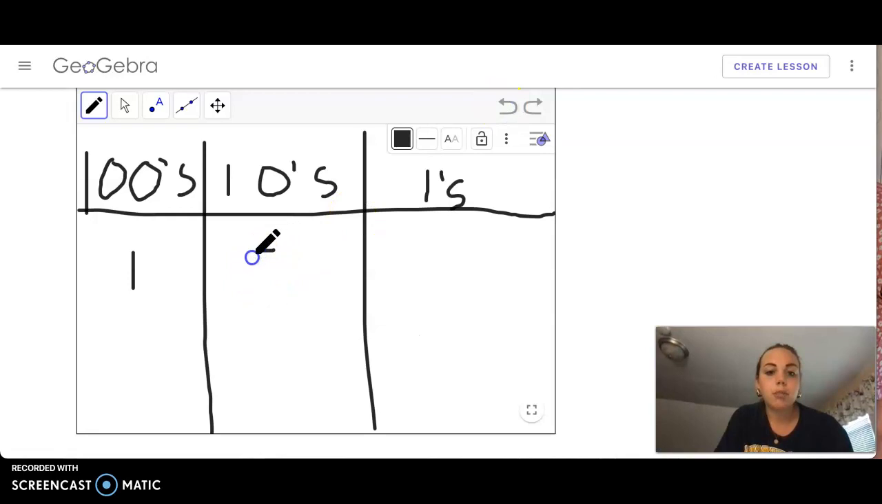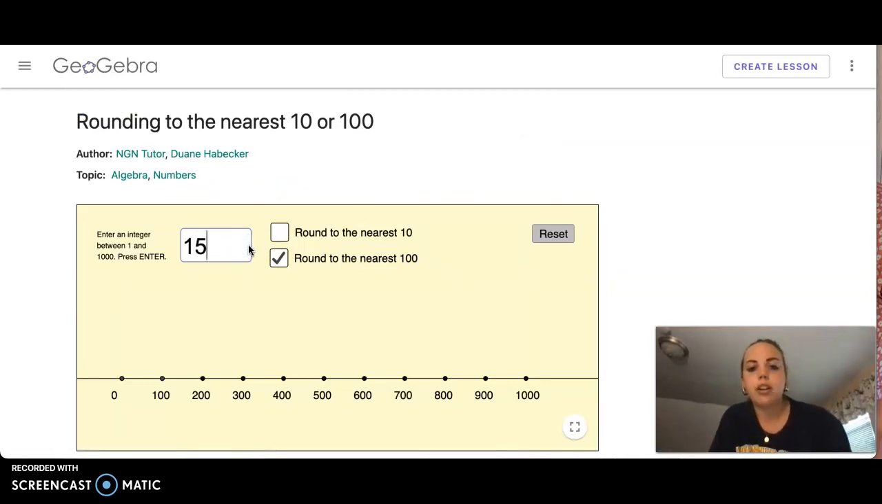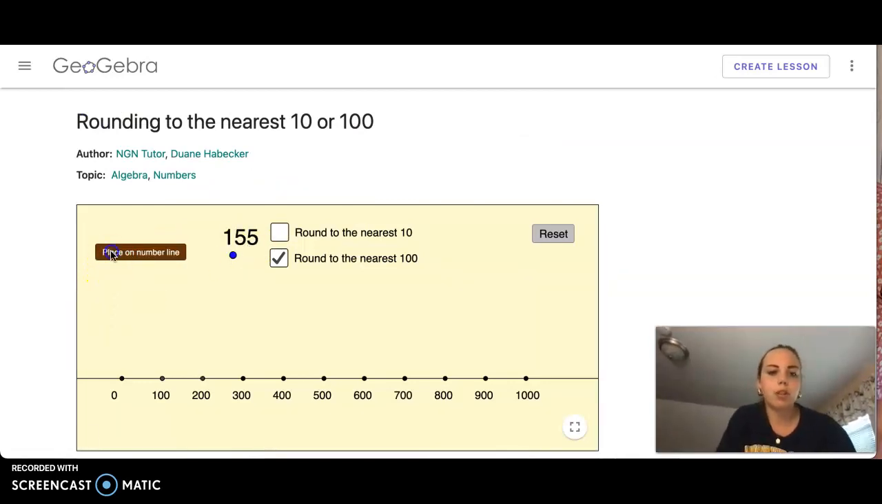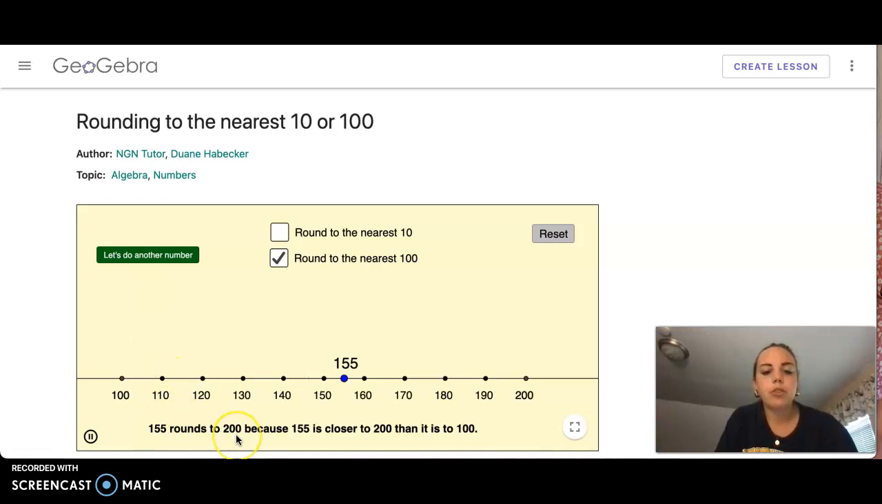Let's take the number 155 again. But this time, instead of looking at the ones place, we're going to be looking at the tens place. As you can see, 5 is the same number right here as it was before. So 5 or above, we're going to give this number a shove. Let's see what happens when we do that. 155, we're going to place on the number line again. We're going to zoom in. And as you can see, 155 rounds to 200 because 155 is closer to 200 than it is to 100.